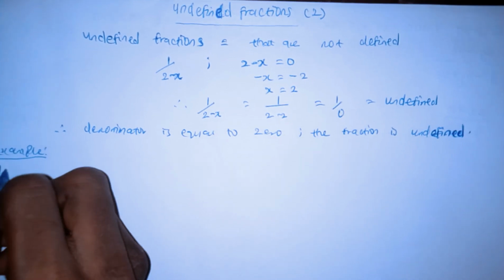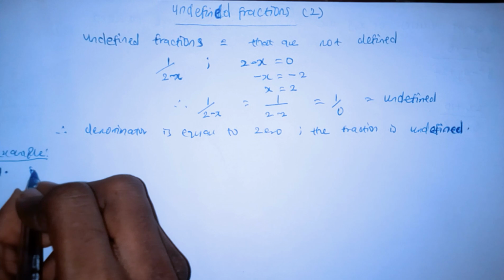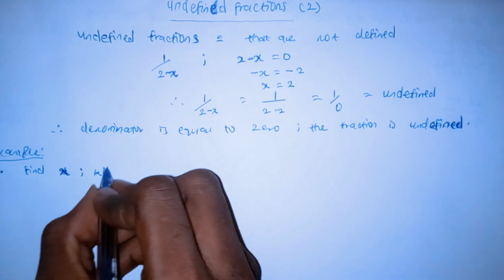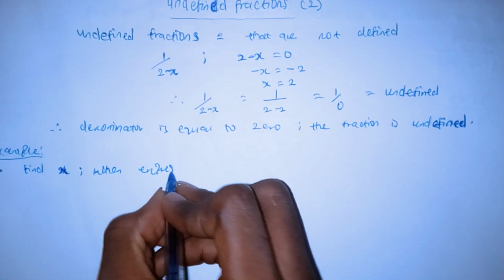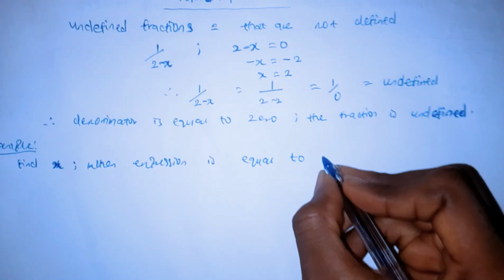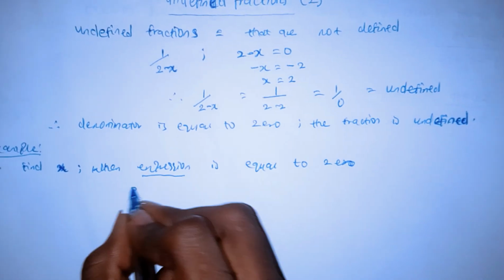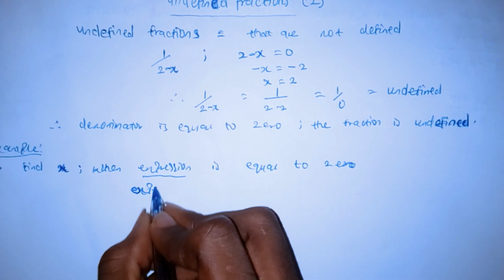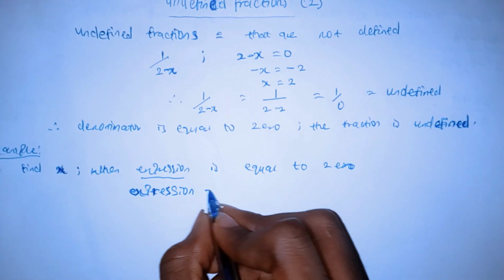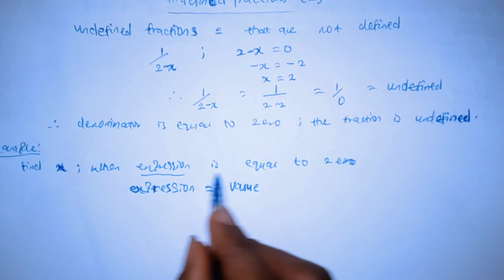If this is your first time watching the video, I will advise you to look at the first video. The question says, find x when the expression is equal to 0. From this point of view, you already know what an expression is. Expression is not alternative. Alternative is something that negates a statement. Expression is also equal to a value. That means they're telling you to find x when the value is equal to 0.